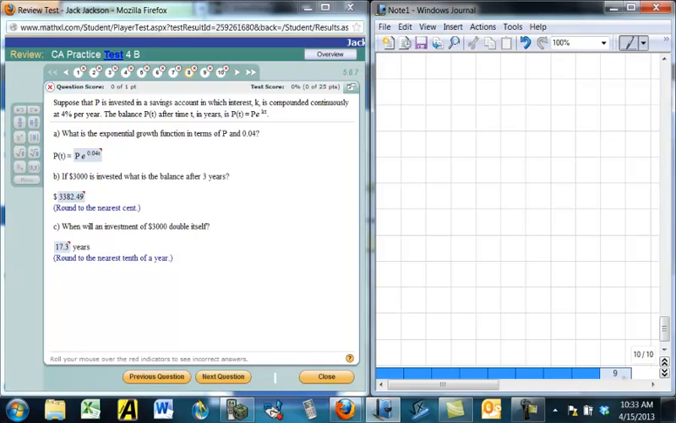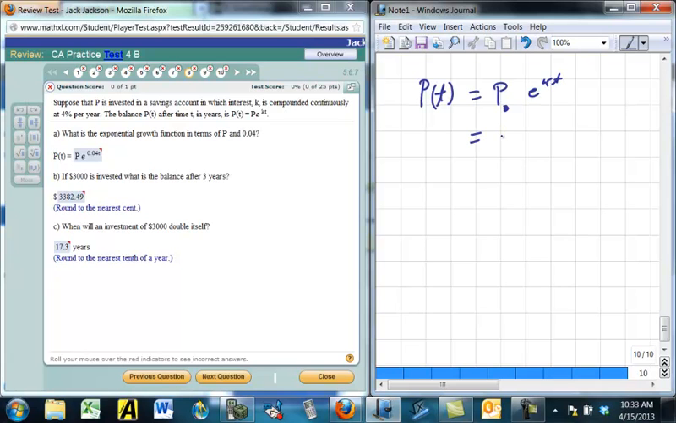Suppose P is invested in a savings account in which interest K is compounded continuously. So they're talking about K. They did use the letter K. That's good. At 4% per year. Find the balance P. Okay, so unfortunately they use P here and they use principal here. I guess they should probably better call it P sub 0, e to the kt.